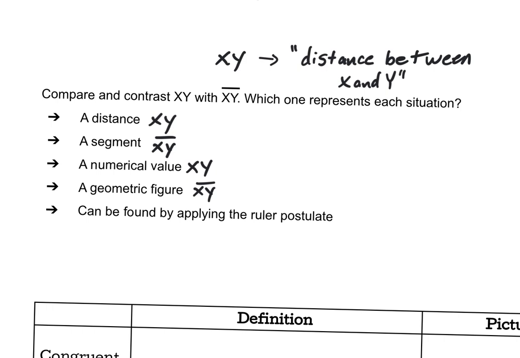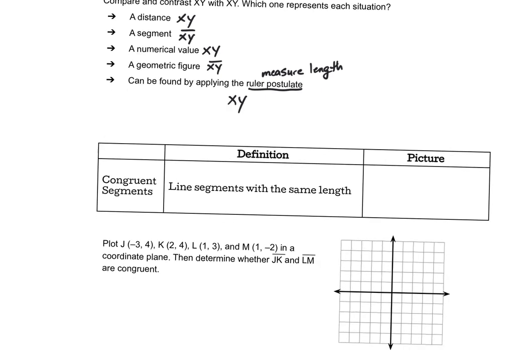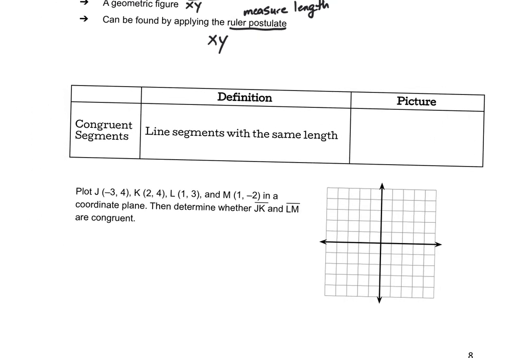The ruler postulate, like we talked about above: when you're actually measuring something, you get an actual distance. And an actual distance would be XY without a symbol. So that's what the ruler postulate means, you're actually going to measure the length of a segment. You're going to use a ruler to measure it.